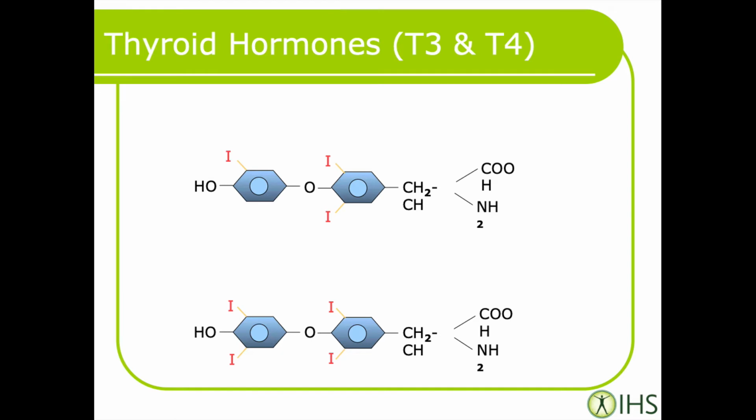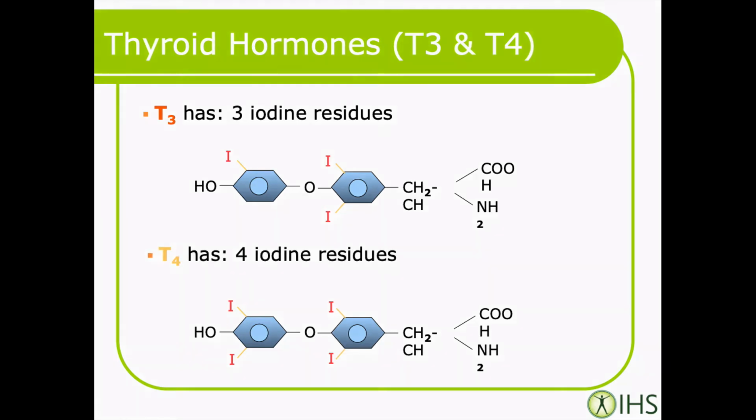So this is T4 and T3 here. You can see T4 has 4 iodine molecules. T3 has 3. This part here is tyrosine, and then you have this part added on. So T3 is 3 iodines, T4 has 4.